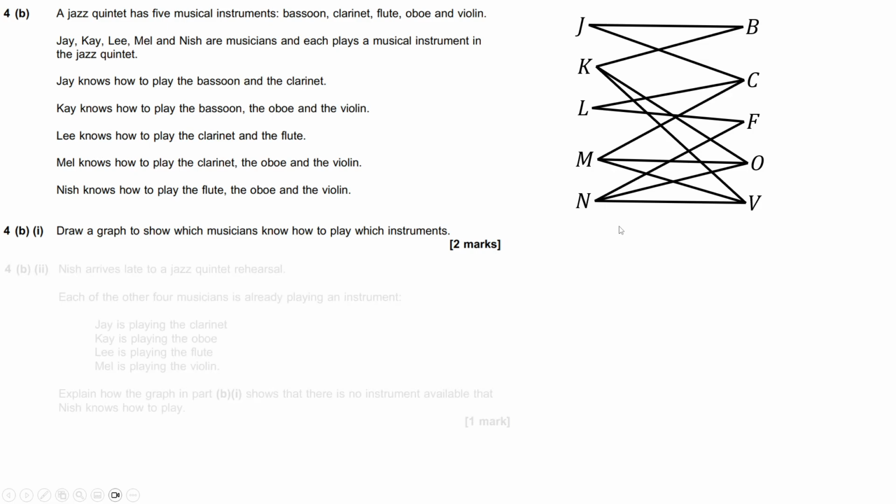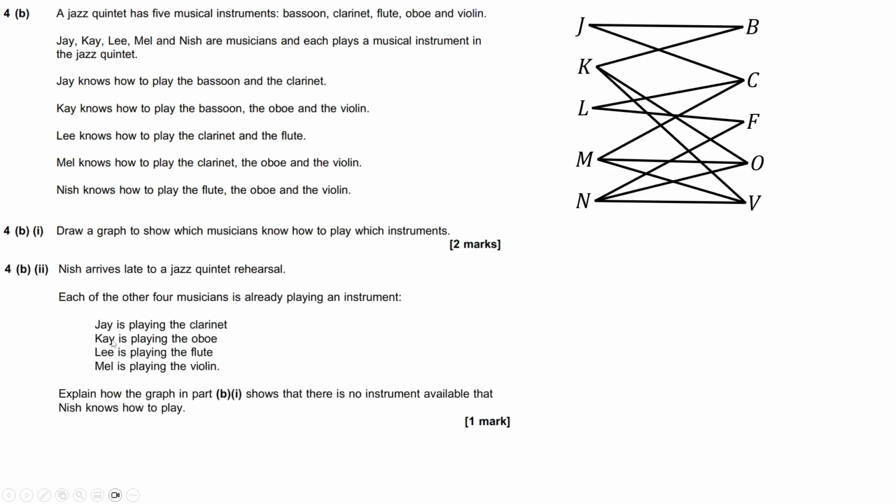That should be fine. Okay, for BII, it's saying Nish arrives late to the rehearsal. Each of the four musicians is already playing these instruments. Explain how there is no instrument available that Nish knows how to play. If J is playing the clarinet, that means everybody else that's connected to the clarinet must have their connection lost. So this connection from L to C goes away, from M to C goes away, and those are the two other ones.